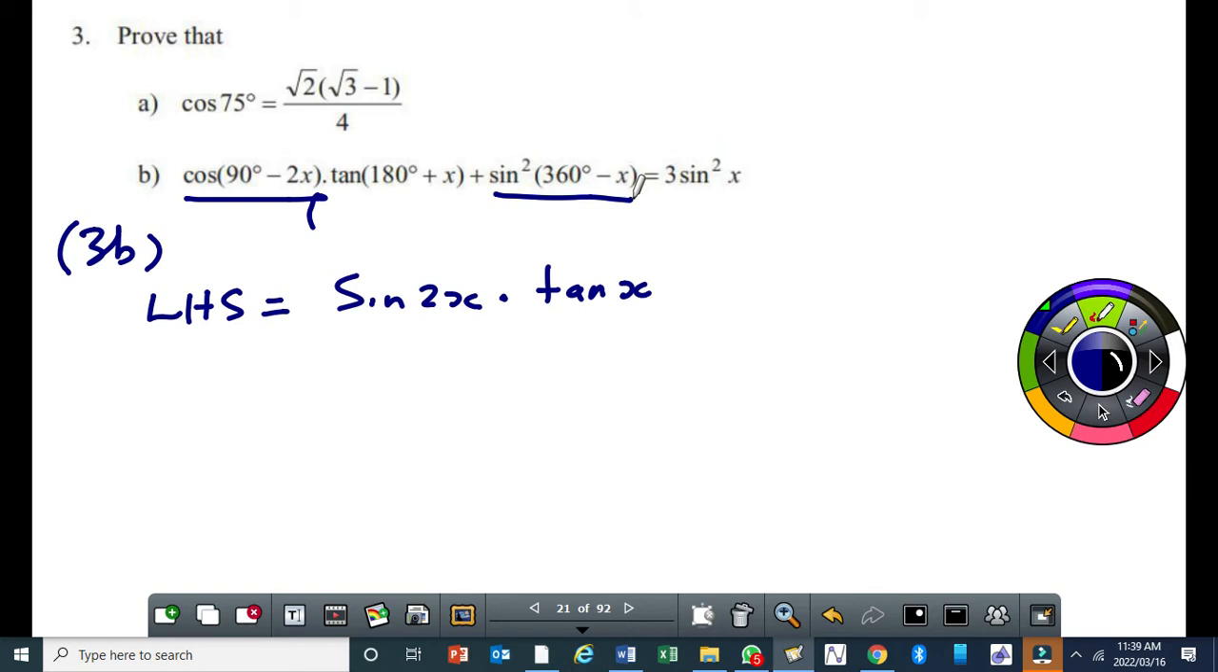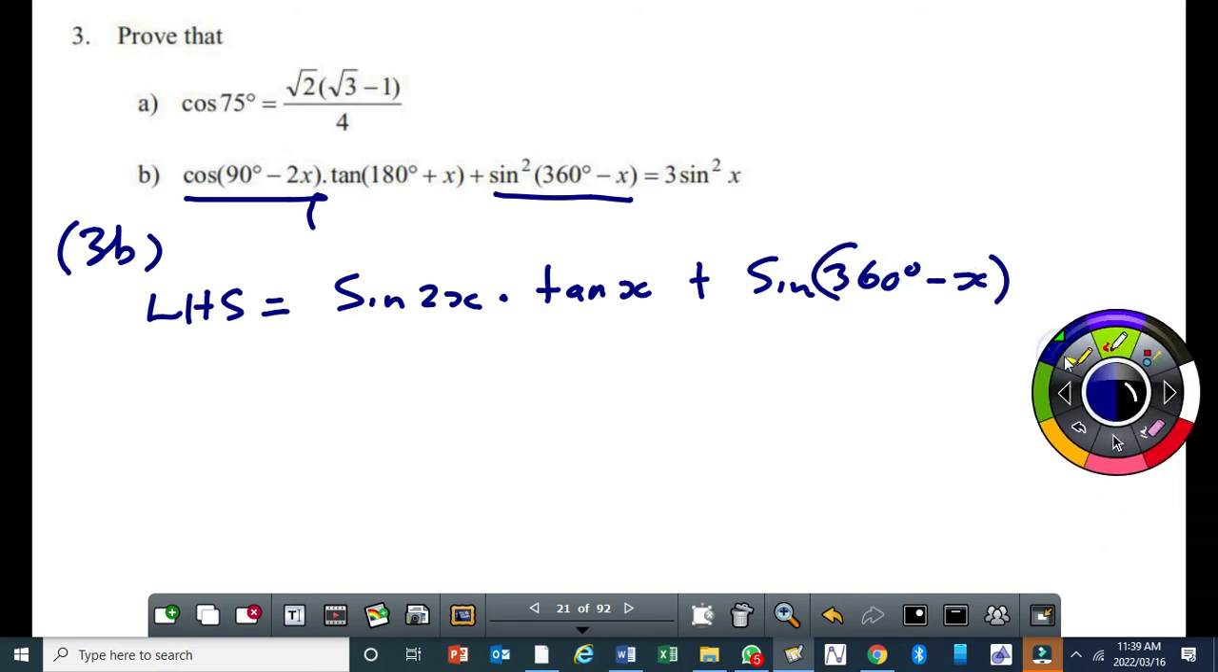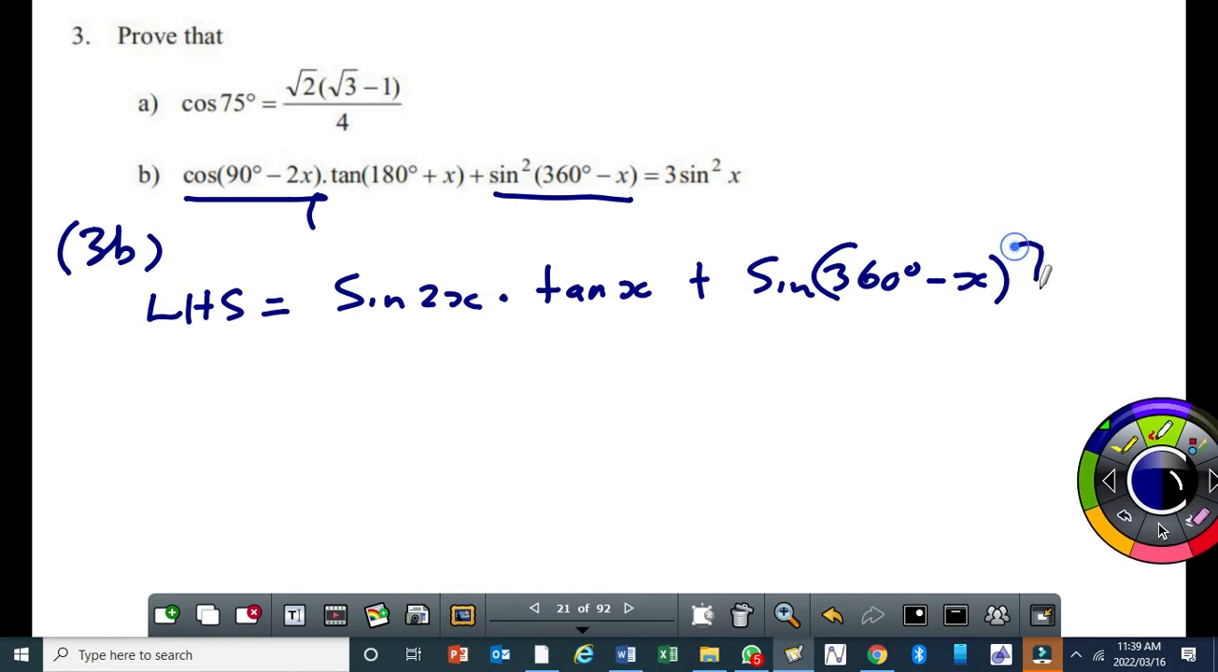But I've realized that most of you have got issues there. So I'm going to simplify it as sine 360 degrees minus x. I saw this in the maths test. So this will be squared like this. That's what it is.